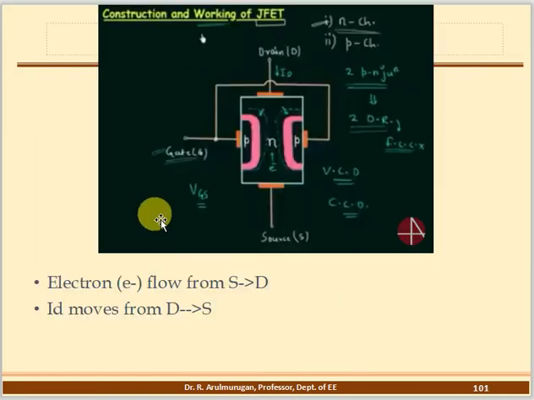What further? Here a current will flow. There are two currents: one is the electron flow, another one is the drain current ID, or conventional current. The electron flows from the source to the drain, from down to the upward direction. The conventional current flows from the drain to the source, from top to bottom.